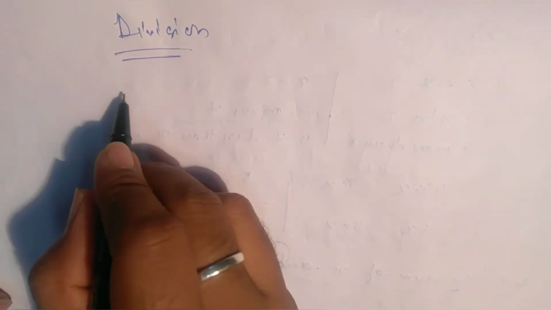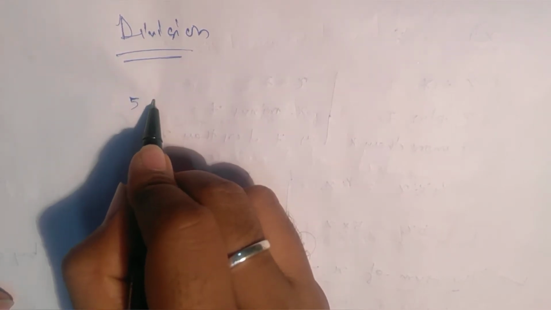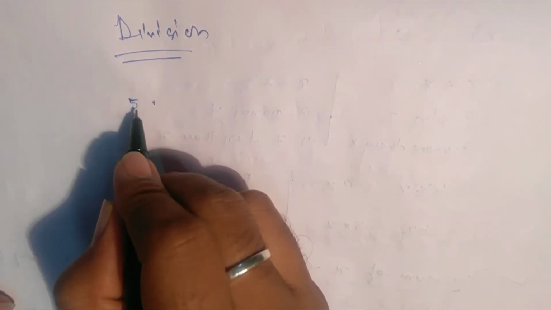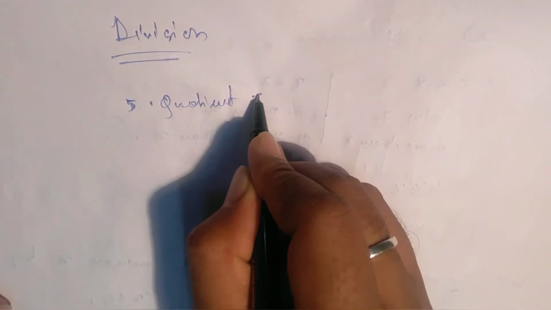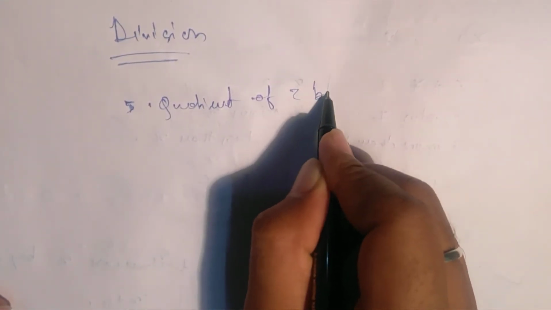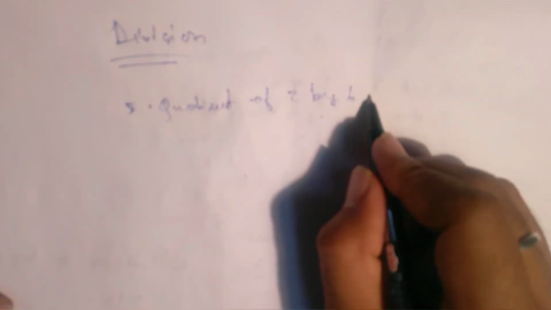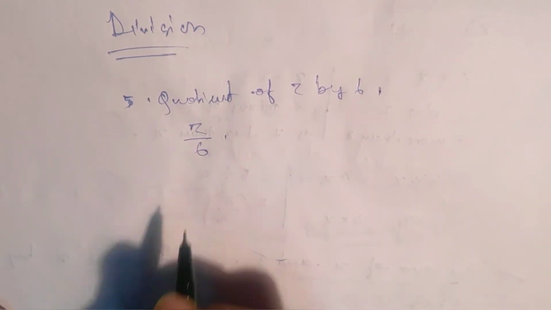So here we have like 5, not 5, you take quotient of z by 6. Okay, quotient of z by 6, that means z by 6, like this.